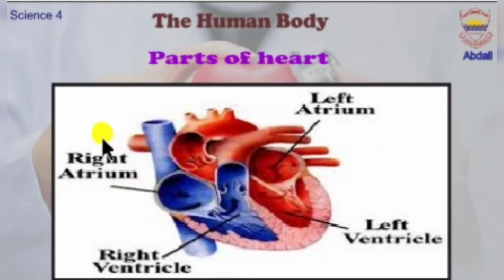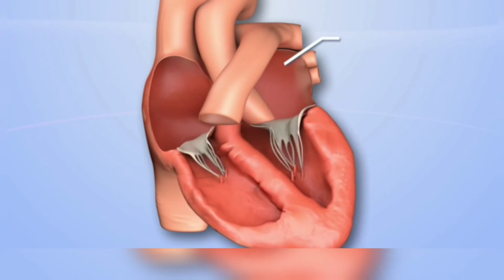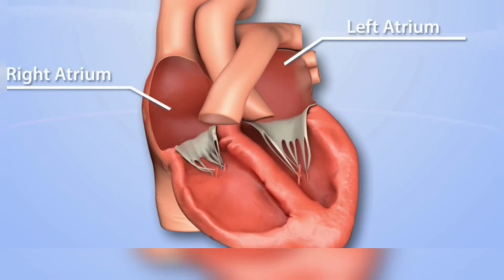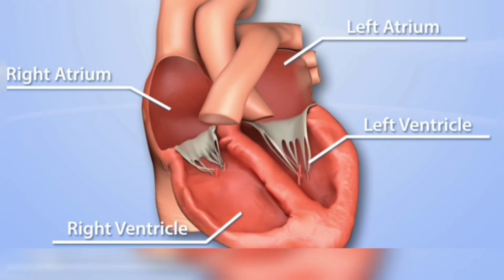How many parts does the heart have? The heart is divided into 4 chambers: left atrium, left ventricle, right atrium, and right ventricle. As you can see, the heart is divided into 4 chambers.